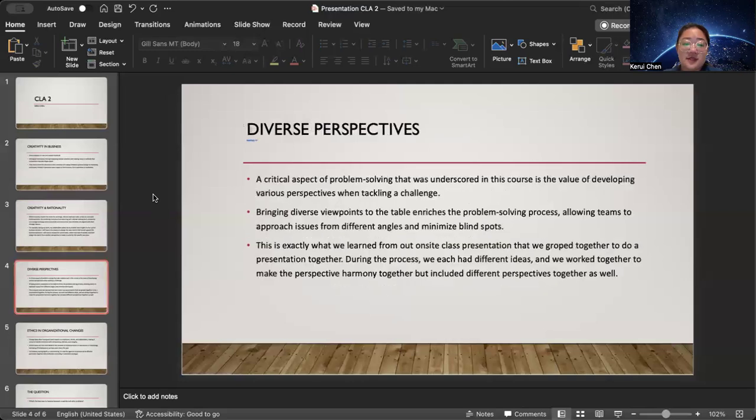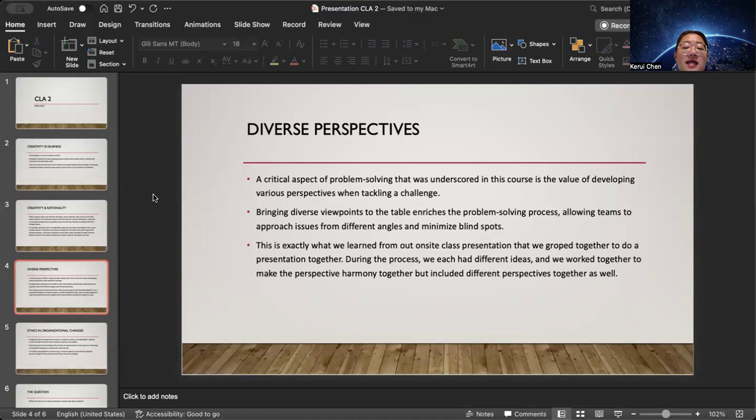the specific use cases. And the third part that I mentioned is the diverse perspectives. A critical aspect of problem solving that was underscored in this course is the value of developing various perspectives when tackling a challenge. Bringing diverse viewpoints to the table enriches the problem solving process, allowing teams to approach issues from different angles and minimize blind spots.